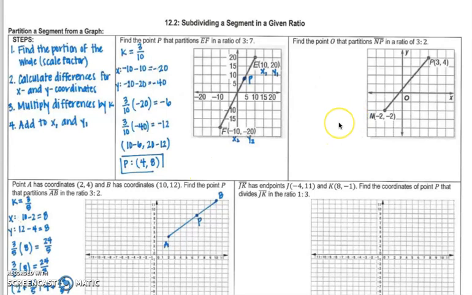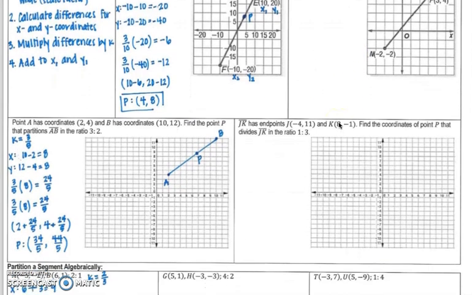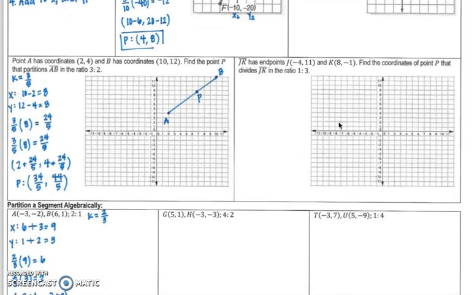You have another example to the right that I left blank, and then two examples below where you can plot the points yourself if you choose, and then partition the segment. For this one, I've given you the coordinates 2, 4 for point A and 10, 12 for point B. We're going to find the point P that partitions the segment AB into the ratio 3 to 2. Again, we're going from A to B, and this time we're going from left to right because I plotted the points here.